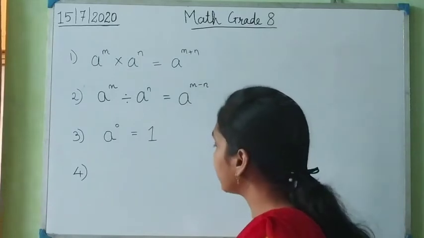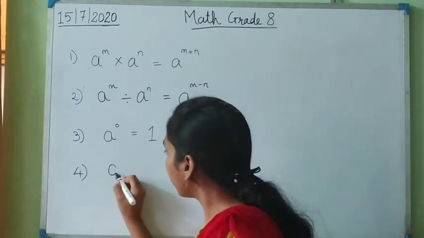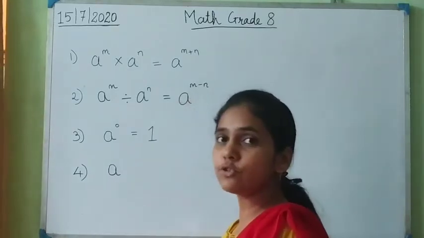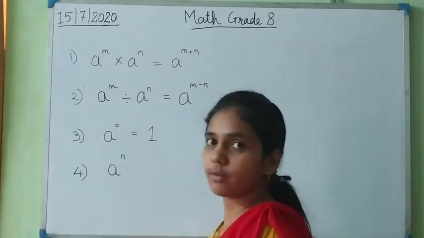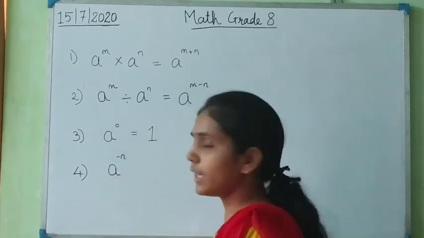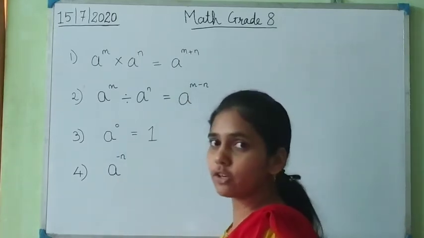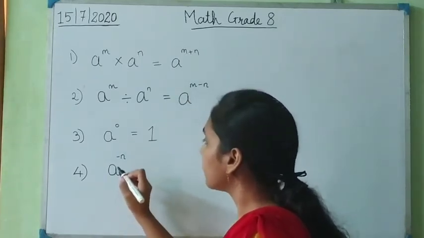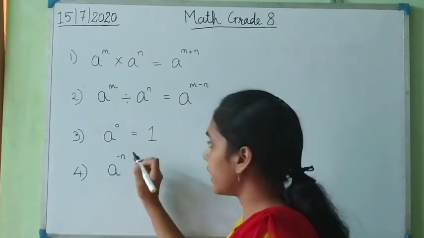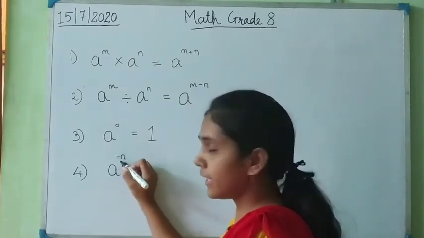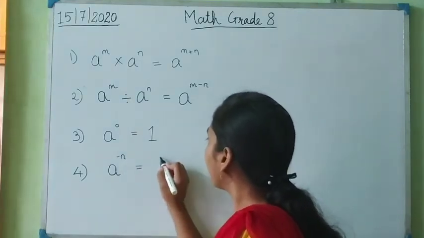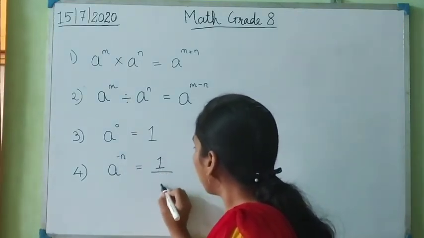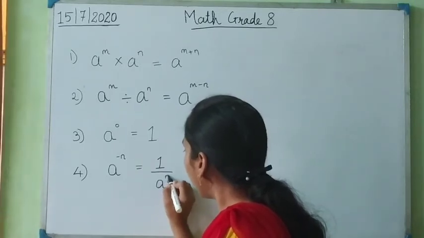The fourth law of indices says that if a given number is raised to a negative power, meaning if n is its power but it is negative, okay, that means it has a negative sign on it. This means that the number a, the base a, is raised to the power n, which is negative, okay. So this we write as 1 upon a raised to n, okay.